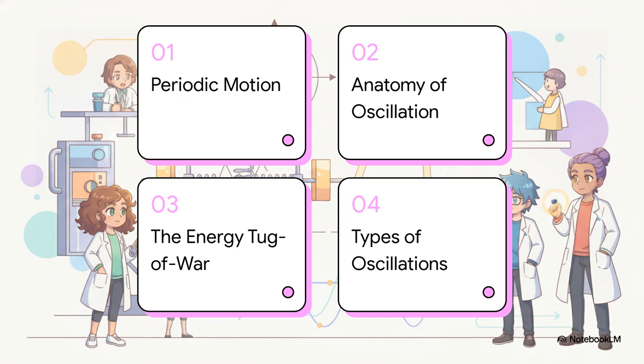Here is our roadmap for today. First, what is periodic motion? Second, the anatomy of an oscillation. Third, the energy tug-of-war. And finally, the three types of oscillations.